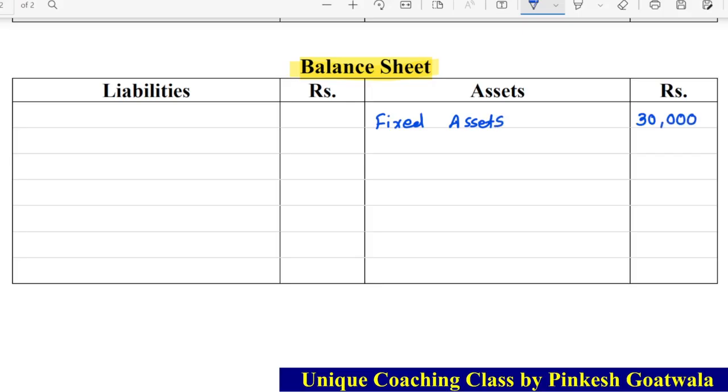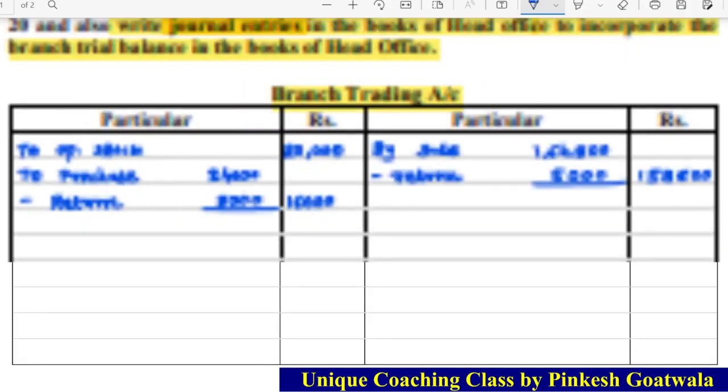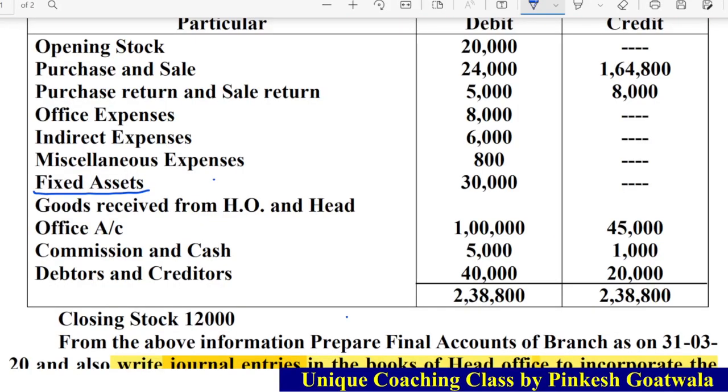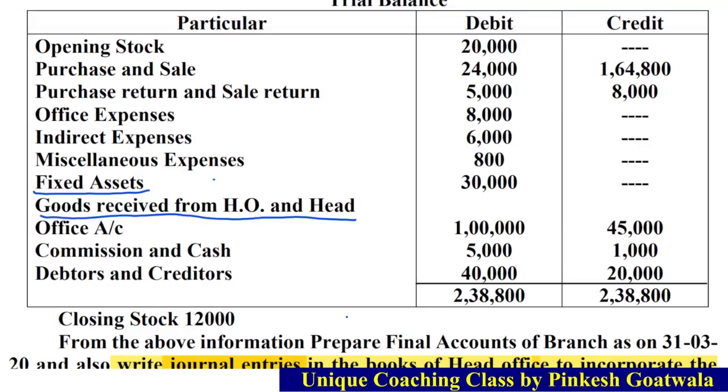Now the next is goods received from head office and head office account. Now it is an important one. Here look, there are two amounts, 1 lakh and the second is 45. Now the question is which of 1 lakh and 45 is related to goods received from head office and which is related to head office account.